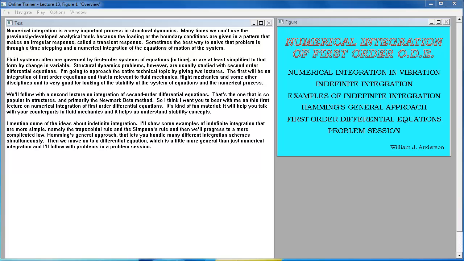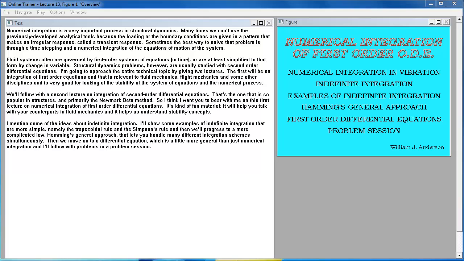I'm going to approach the entire technical topic by giving two lectures. The first will be on integration of first-order equations, and that is relevant to fluid mechanics, flight mechanics, and some other disciplines, and is very good for looking at stability of the system of equations and the numerical process. We'll follow with a second lecture on integration of second-order differential equations. That's the one that's so popular in structures and primarily the Newmark beta method.